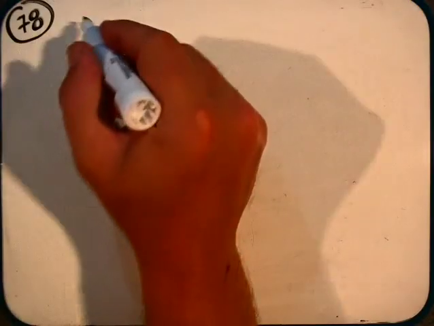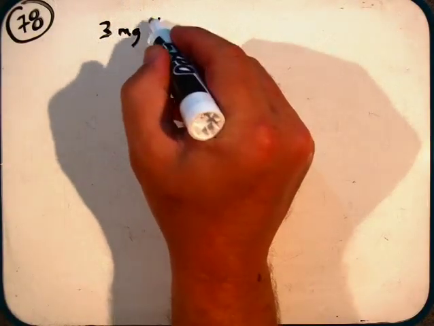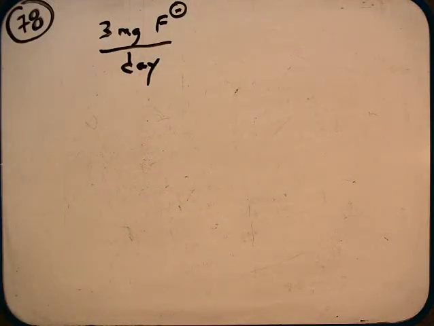This is number 78, chapter 3. It reads that the American Dental Association recommends that an adult female should consume 3 milligrams of fluoride per day to prevent tooth decay. So our first value is we have 3 milligrams of fluoride per day, and that's to prevent tooth decay.